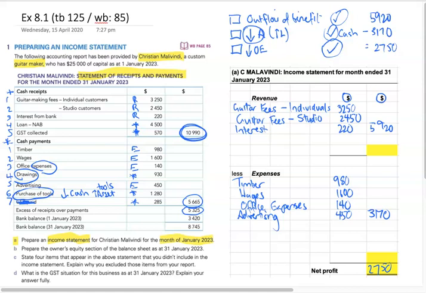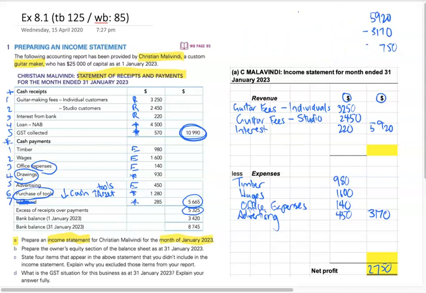And after a while, you'll just get really used to knowing that these things are revenue and expenses, and you might not have to do it. You'll get really comfortable at understanding, for example, advertising, expense, wages, expense, fees, revenue, etc. But as we're getting new to it, I want you to slowly go through that.